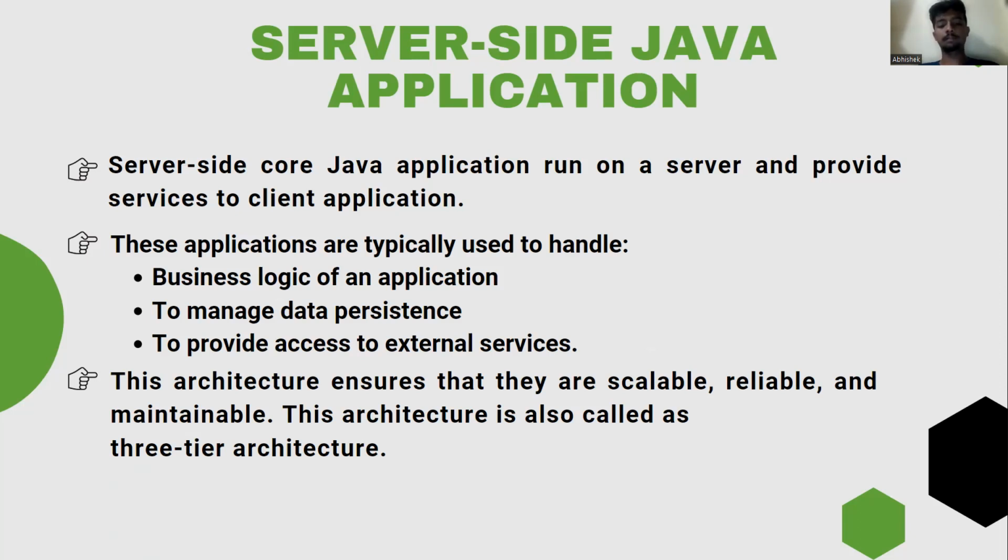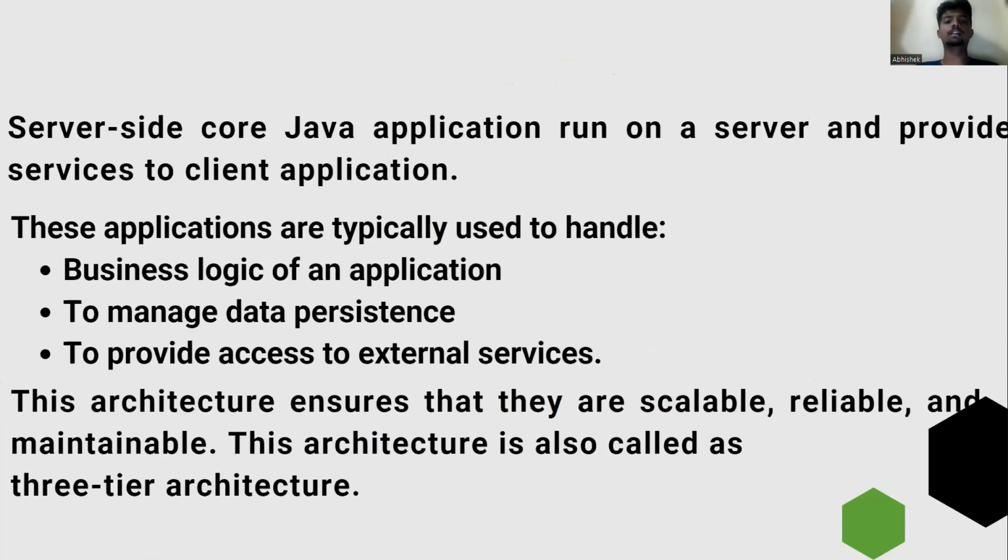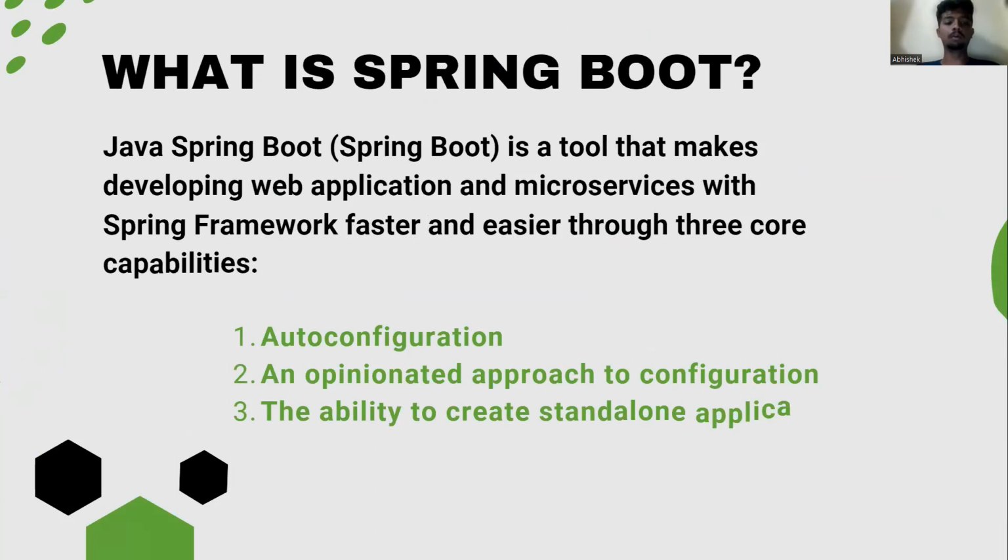These applications are typically used to handle business logic, manage data persistence, and provide access to external services. The architecture ensures that they are scalable, reliable, and maintainable. They are also called a three-tier architecture. The three tiers are the presentation layer, business layer, and data layer. Moving to the next slide, that is, what is Spring Boot.